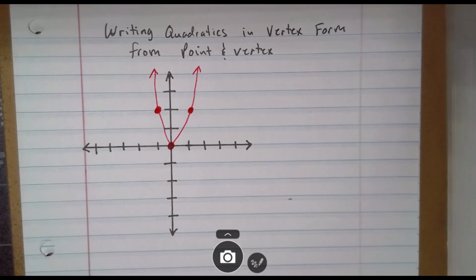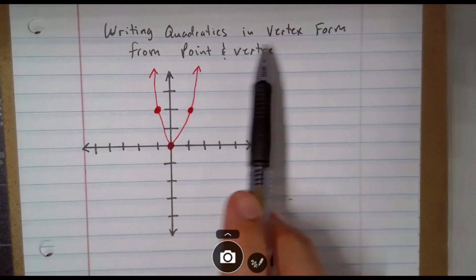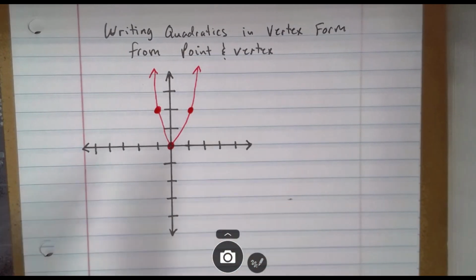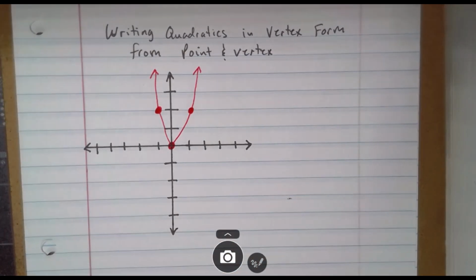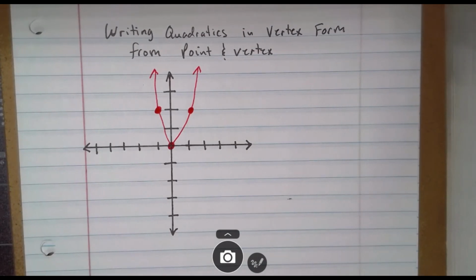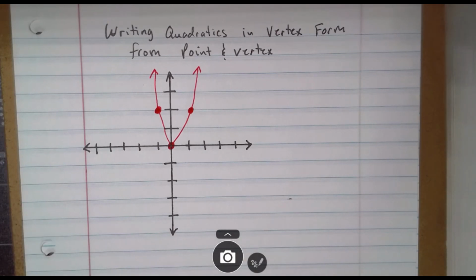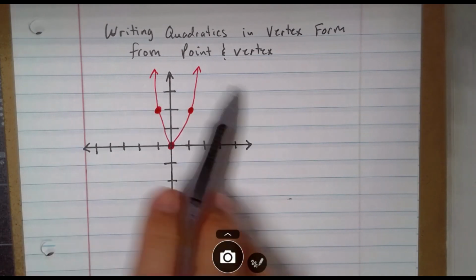In this video, I'm going to be showing you how to write a quadratic in vertex form using a point and a vertex. So the first thing we need to do is you're going to be given a graph, right? Or you could be given ordered pairs that represent the vertex and a point, but more than likely you're going to be given a graph.